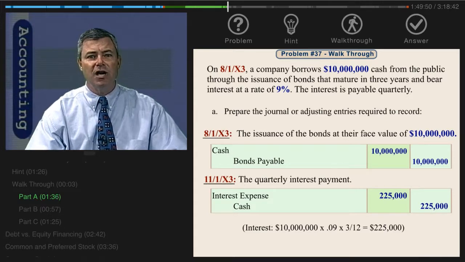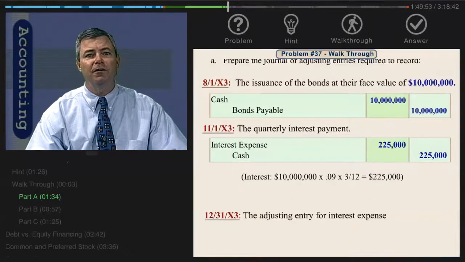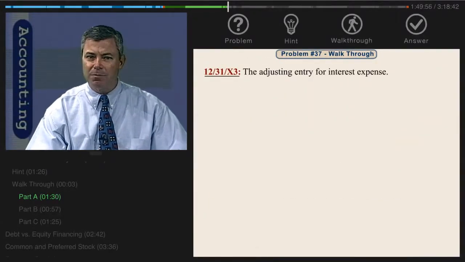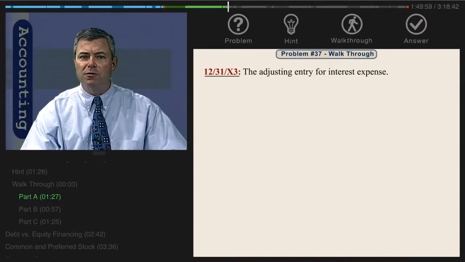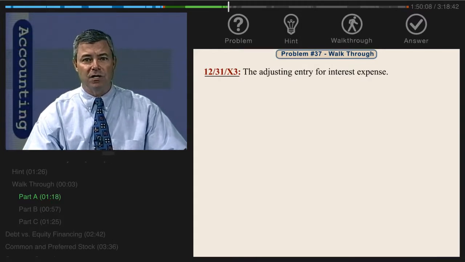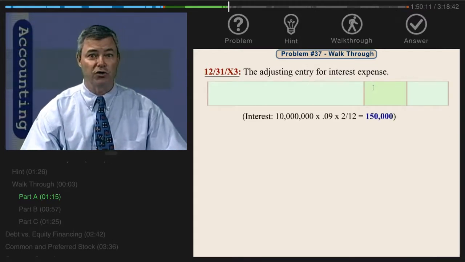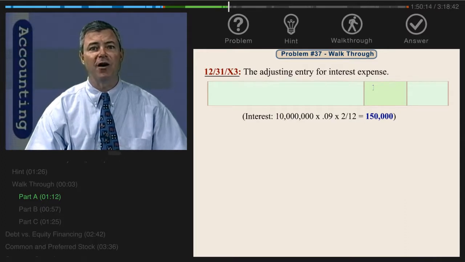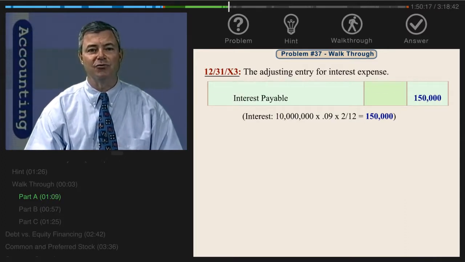Then we do need to make an adjusting entry 2 months later because we will have incurred an additional 2 months worth of interest cost, but it is not yet paid, so it is payable. The calculation of this adjusting entry, again, assuming we're going to prepare financial statements at the end of this calendar year, would be to calculate the interest at $10 million times 9% for 2 months, or 2/12 of a year, or $150,000 credit interest payable and debit interest expense.